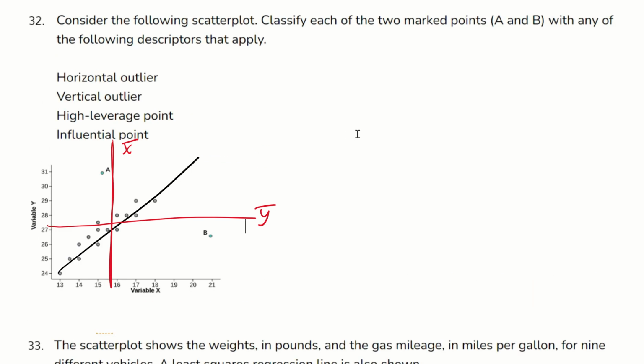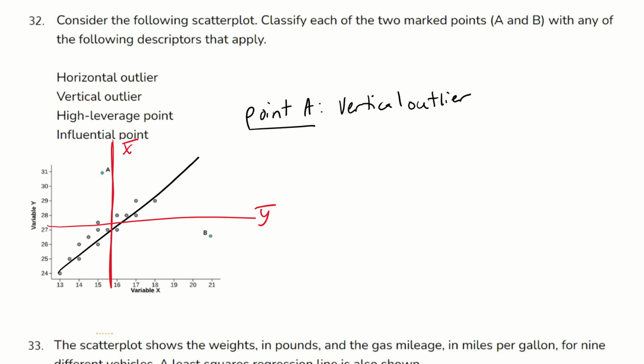Okay, so that's something to keep in mind. So in this case, point A is a vertical outlier because it's far away in the Y direction, but it's not a horizontal outlier. High leverage means outlier in the X direction. So point A is a vertical outlier. It's not a high leverage point because it's not an outlier in the X direction. It's not a horizontal outlier, in other words.